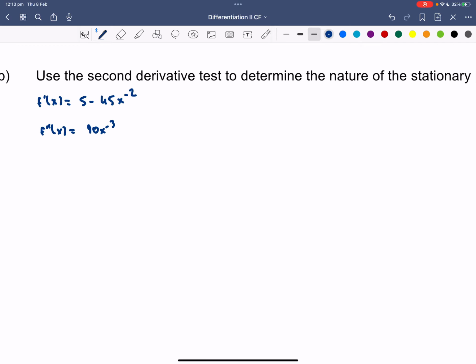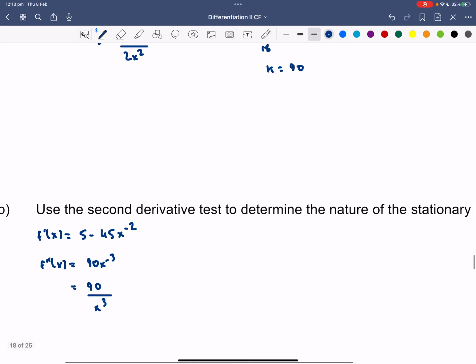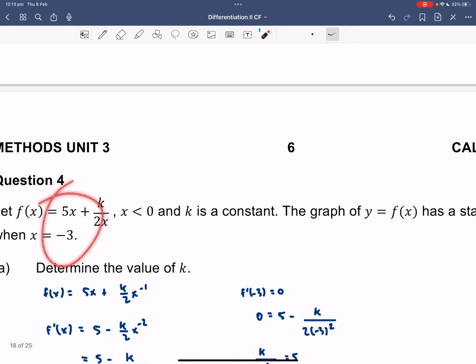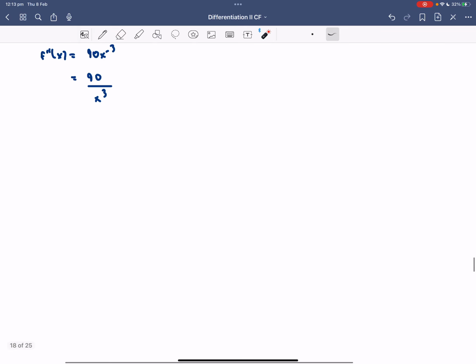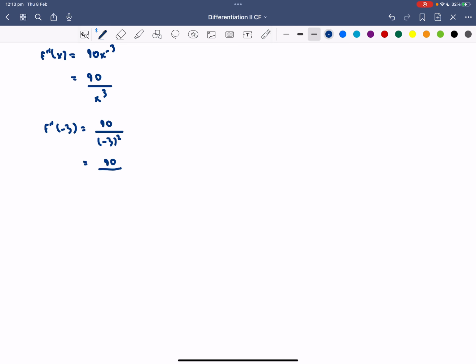F double dash x is 90 x to the -3, aka 90 on x cubed. We want to sub what into here? We're testing the point minus 3. F double dash at minus 3. Now, you don't have to be very smart to realize this is a negative number, okay? Even if you didn't find out the entire number, that is good enough to write equals negative, and therefore max.